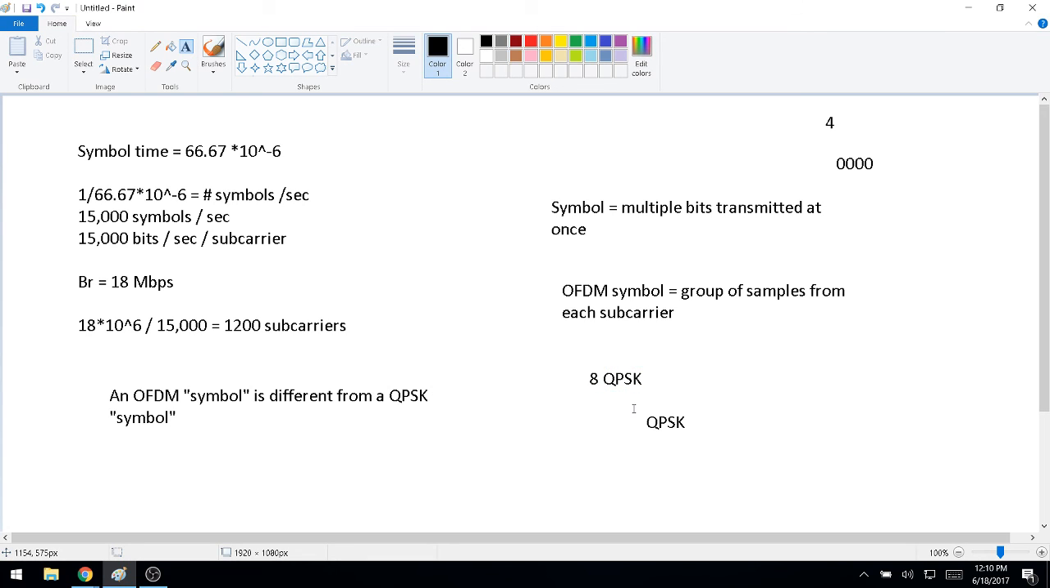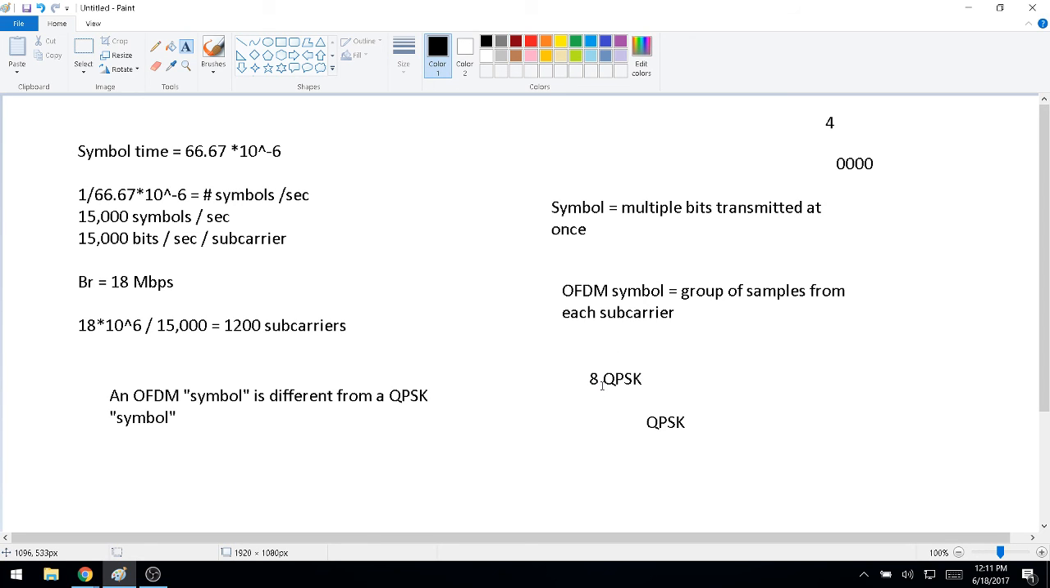And so basically what OFDM is saying is that you have different subcarriers and you're sampling each of them to make up the one OFDM symbol. So it's basically a package of all the individual subcarriers. It doesn't matter what those subcarriers are doing. Like we said, if the subcarriers are using QPSK and we're using an 8 block of OFDM, we would be sending 8 QPSK symbols. And that would be, our one OFDM symbol would be 8 QPSK symbols.